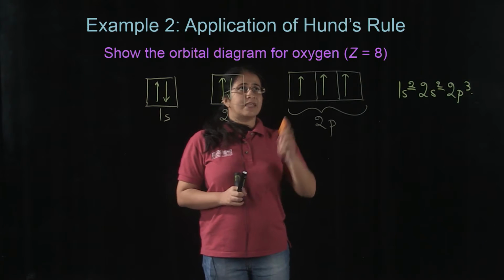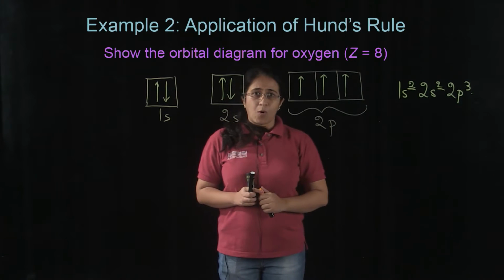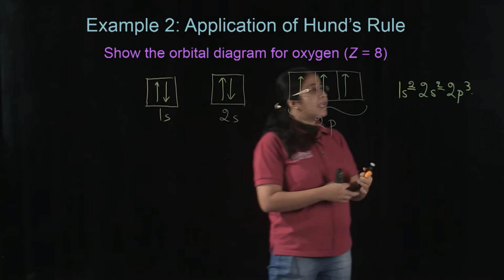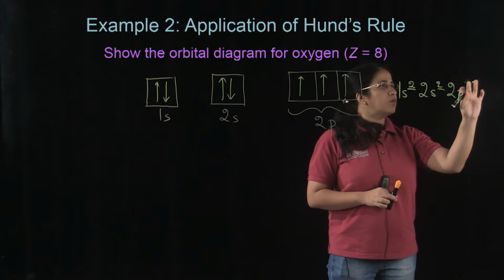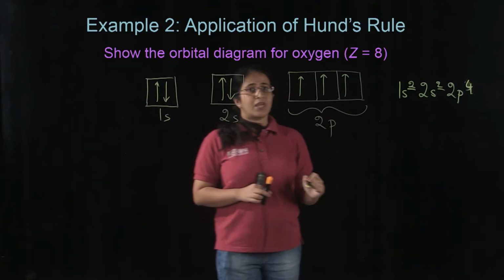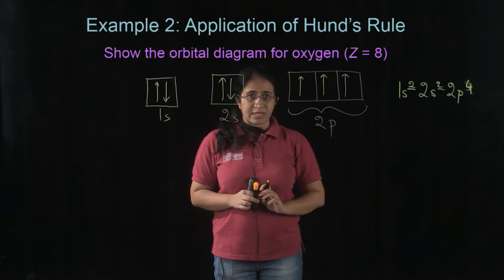Now oxygen has an atomic number equals to 8, meaning it has 1 electron more than nitrogen. So the electron configuration will be 1s2, 2s2, 2p4. So that means there has to be a 4th electron that needs to go in the 2p orbital.